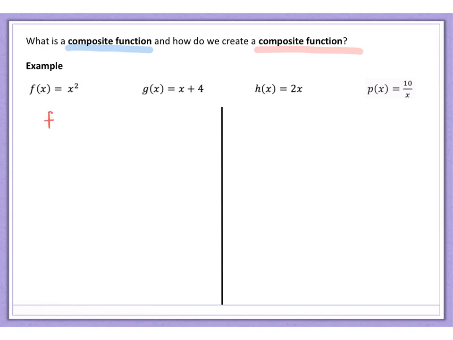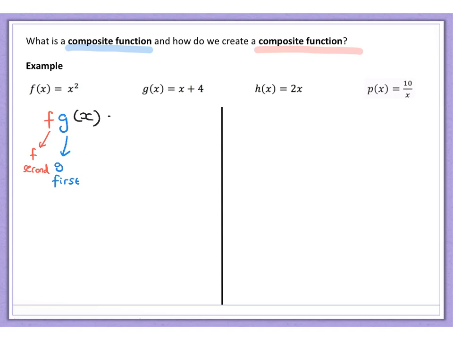fg of x. This is a composite function. It tells us that functions f and g are being applied, and the order in which we write the letters matters. Because g is closest to x, this composite function is created by applying g first and then f second. So let's work out what the overall effect of applying this pair of functions in this particular order is.